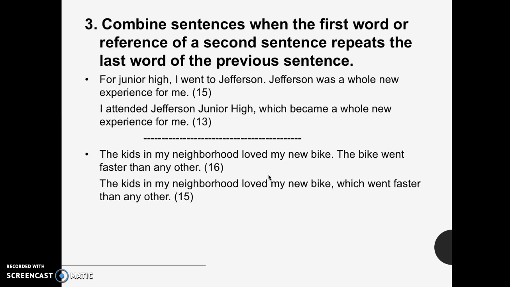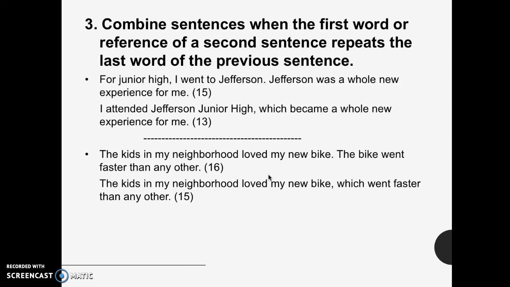Number 3, we can combine sentences when the first word or reference of a second sentence repeats the last word of the previous sentence. And this doesn't happen a whole lot because a lot of us eliminate this just because it doesn't sound right. So for example, in that first example, it says for junior high, I went to Jefferson. Jefferson was a whole new experience for me. So if you combine those 2 sentences into one, you get a little tighter sentence and less wordy.